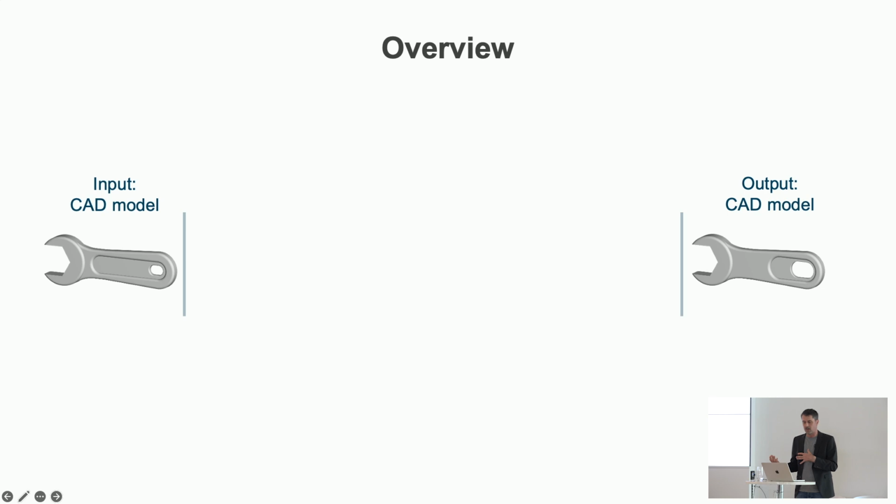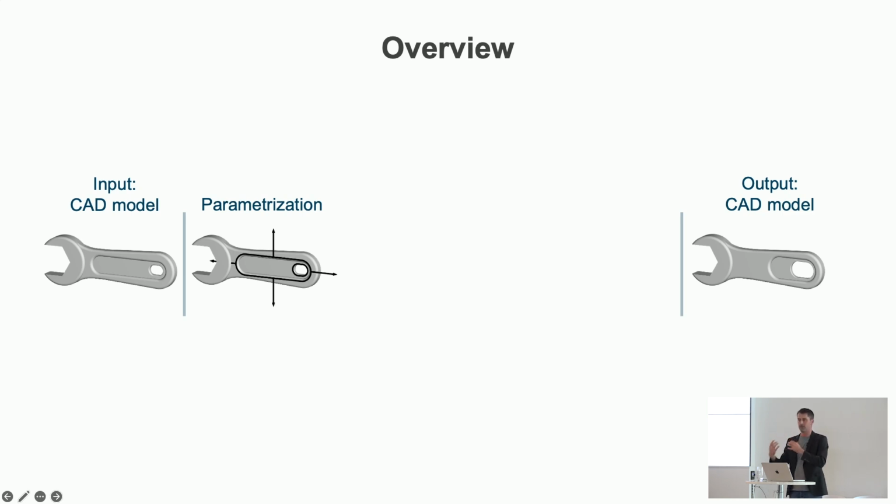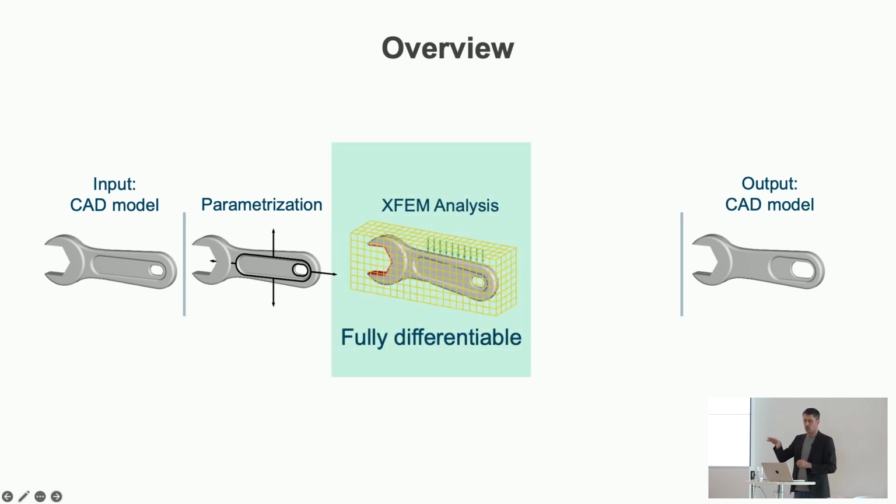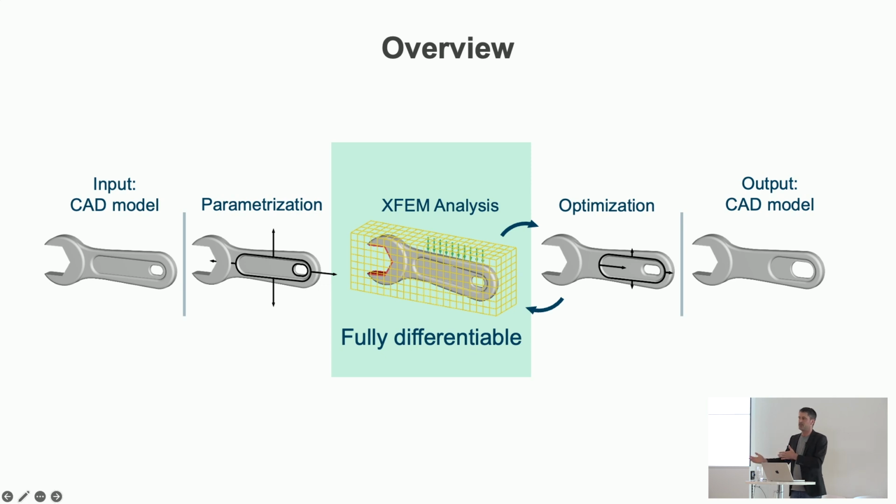The way it works, we start with a CAD model as an input, and then we parameterize it, basically telling the simulation which high-level parameters of the model can be changed. Then at the core of the system, which is also the main contribution of this work, we have an analysis based on the XFEM method, which is fully differentiable and allows you to do fully automatic optimization of the model based on certain objectives. As an output, we get this optimized CAD model, which can be directly used in your CAD workflow, and you can, for example, still manually edit it.